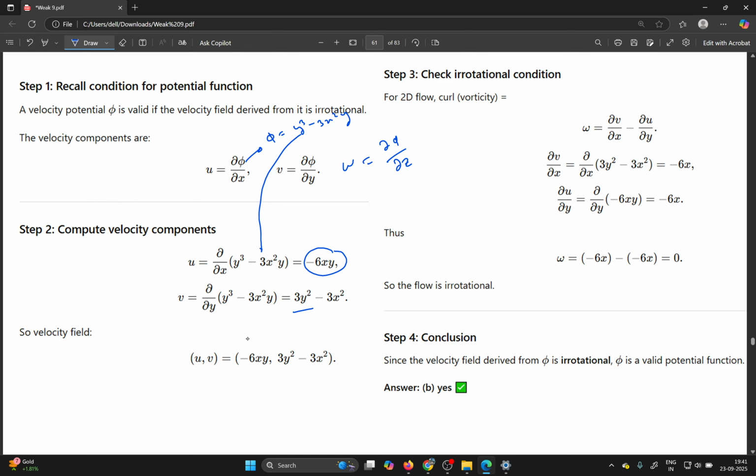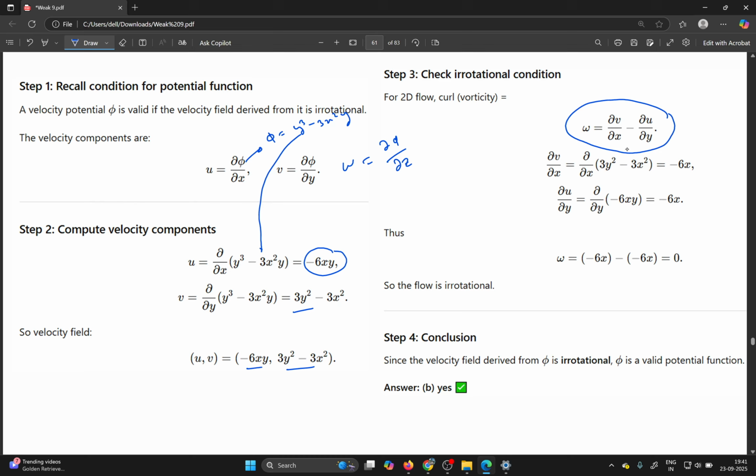So now you have u comma v in your hand. Okay, now you already know the irrotational condition for 2D curl of velocity. So if you check the curl, what will you get? You will get these things. W is equal to del v by del x minus del u by del y. So now you can very easily compute these things.